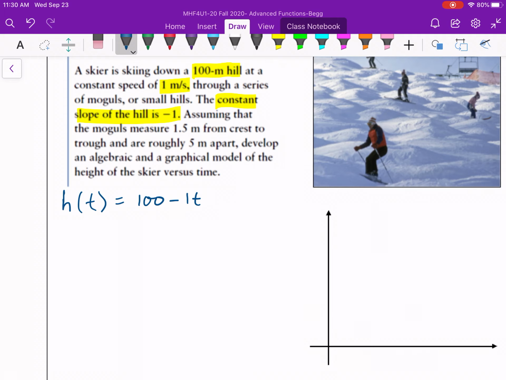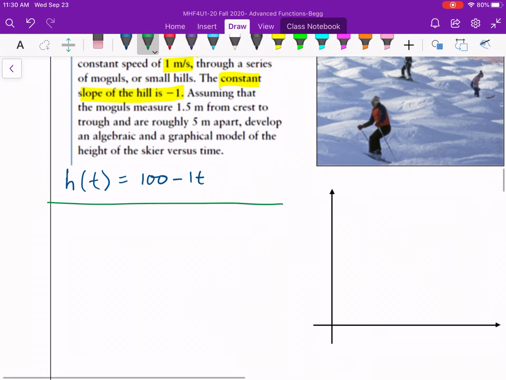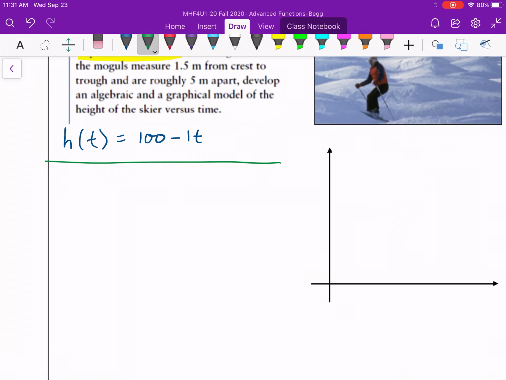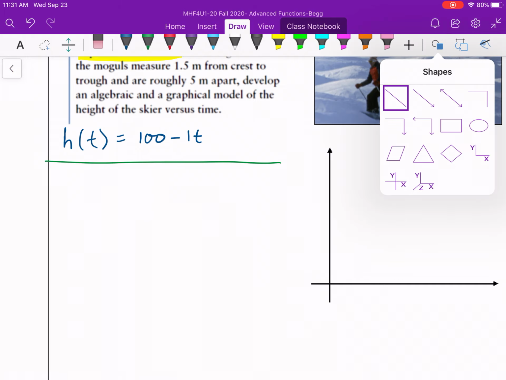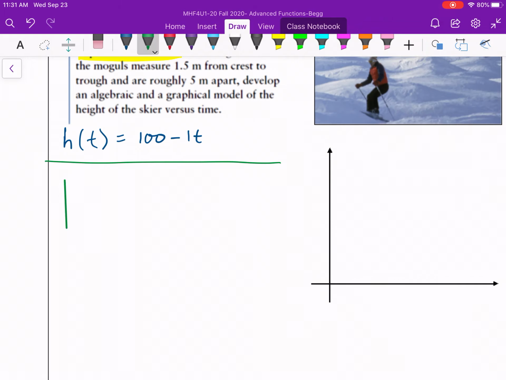So to do that, let's picture the moguls as if they weren't on a hill. So let's imagine they're on flat ground now. What we've got is something that looks kind of like this. Right? Moguls go up and down, and that might look sort of familiar to us because we've just been talking about trig functions, and they're going to repeat.